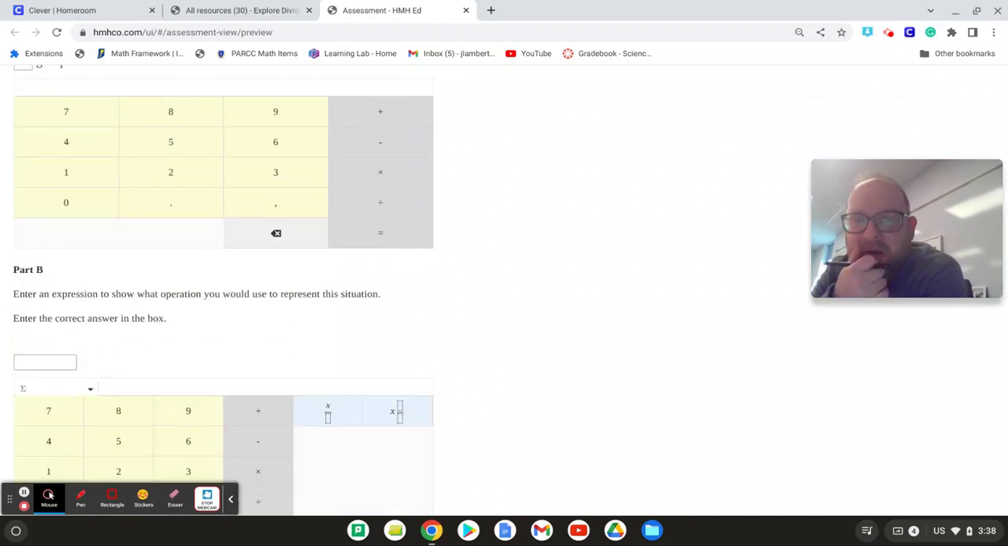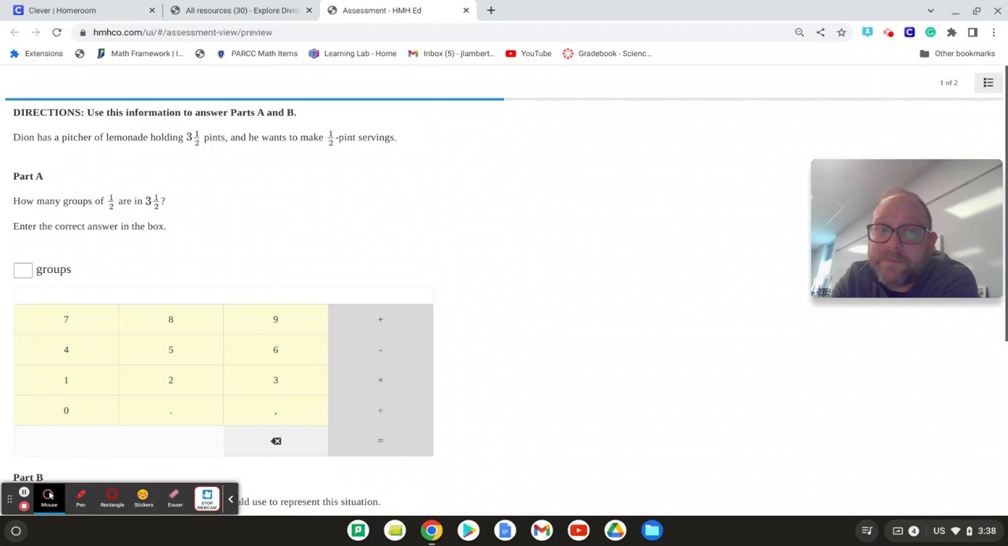And then for part B, you're going to make an expression that shows what operation you would use to represent the situation. You don't even need the correct answer in the box overall. I just need to know what expression, or the division part of the problem, to answer your question. So go ahead, try those 2 parts, and then we'll talk about it together. All right, here we go.